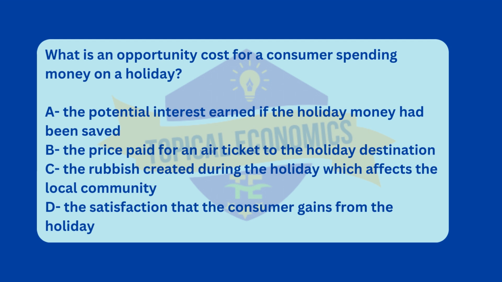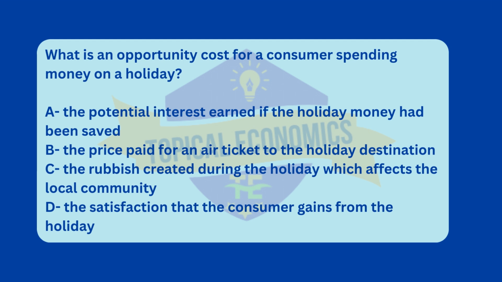The price paid for an air ticket to the holiday destination is incorrect, because the price paid for the air ticket is the actual expenditure, not the opportunity cost. Opportunity cost refers to what you give up when you make a decision, but the cost of the ticket is already part of the decision being made. It's not an opportunity cost, it's just the price of the trip.